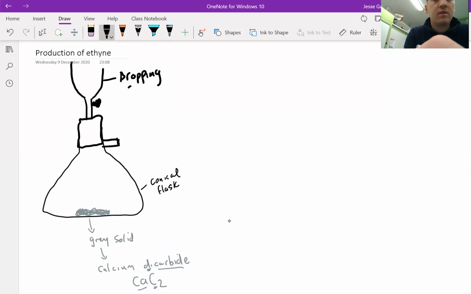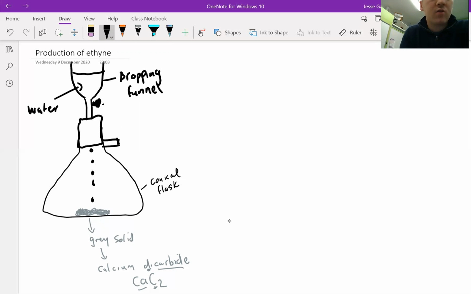What a dropping funnel does is it allows us to keep a liquid up here, and the liquid we're going to use in this reaction is water. The dropping funnel allows us to use this tap to twist and control the flow of our liquid. So our water is going to drop from the dropping funnel when we open the tap, and is going to drop onto the calcium dicarbide. It's important that we control the rate so that we can control how fast this reaction happens.